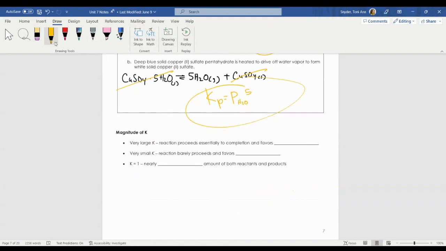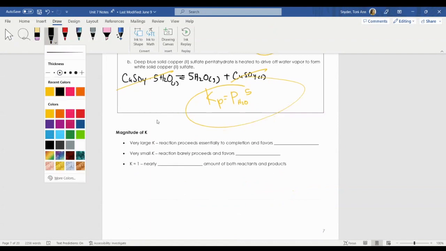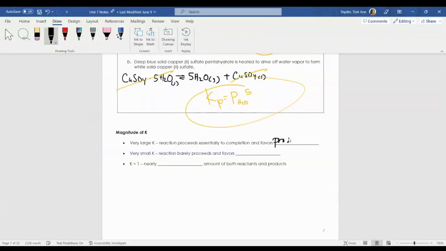Let's just go ahead and get this down. We already started to talk about this. If I have a very large K, that means we would favor the products, for reasons we've already talked about. If that numerator is very high and that denominator is very low, that's going to give me a very large value of K because my concentration of products is very high. If I have a very small value of K, we're going to favor the reactants for the opposite reason. And if I have a K close to 1, that means I have a relatively equal amount of both reactants and products. Their concentrations are about the same.